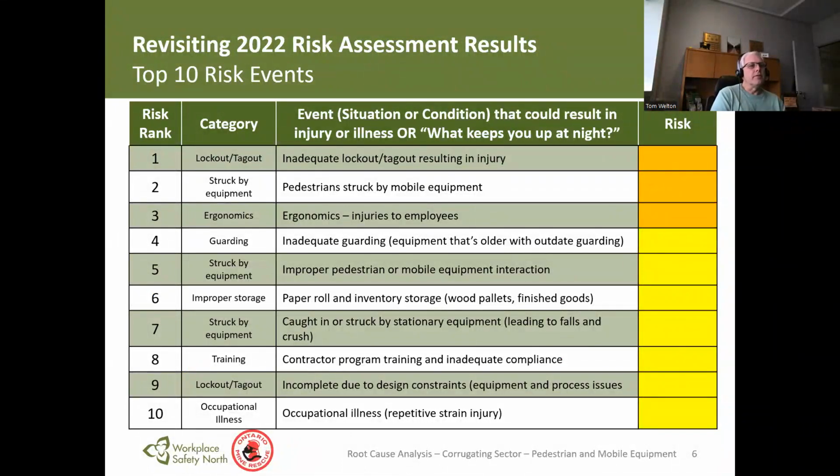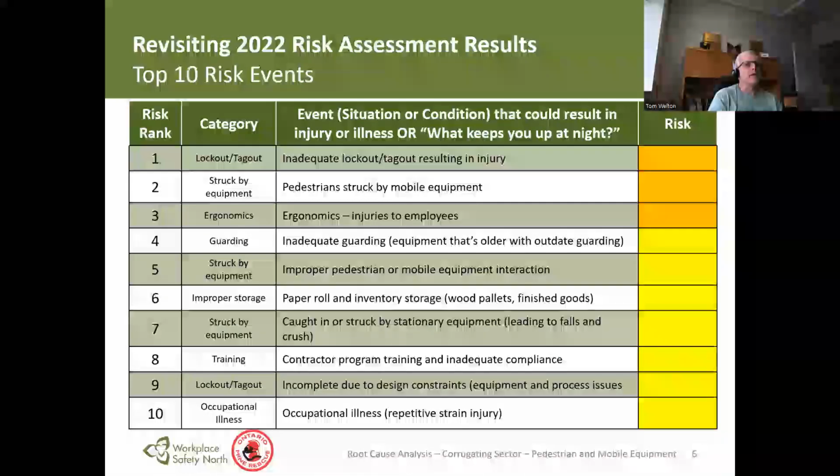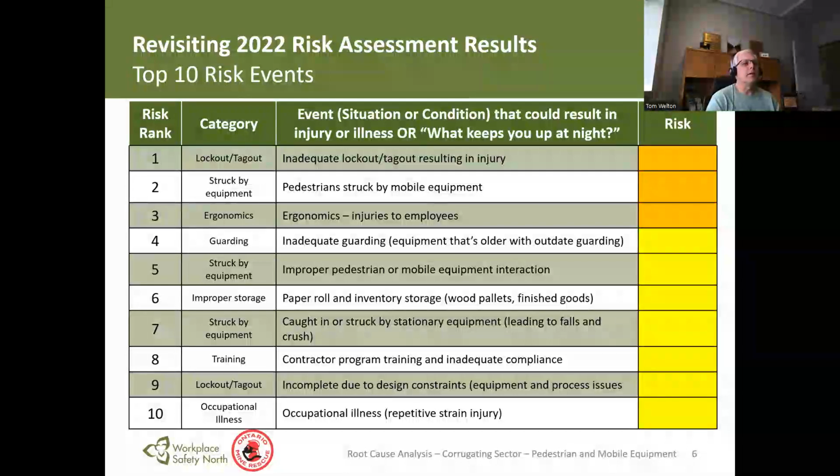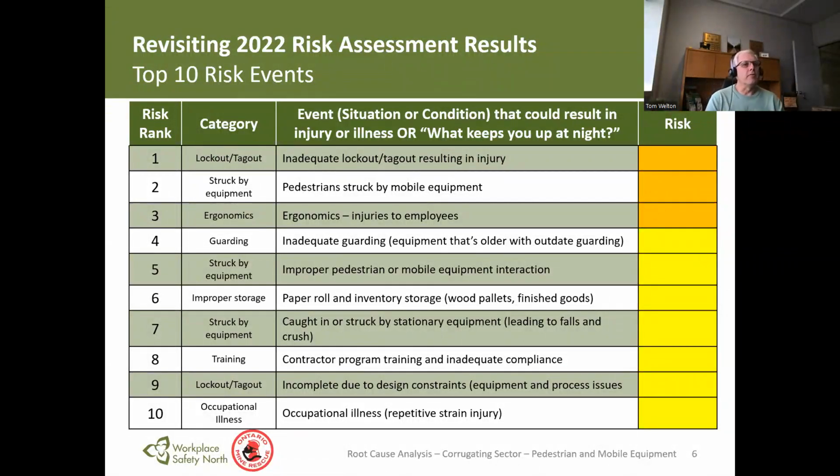These are the results that the industry came up with, and the voting for prioritizing these risks and developing these risks came directly from workers and management, our subject matter experts. We did have WSN staff and ministry staff that were involved in these meetings, but we did not vote. It was only the specialists, the subject matter experts that voted to prioritize these risks.